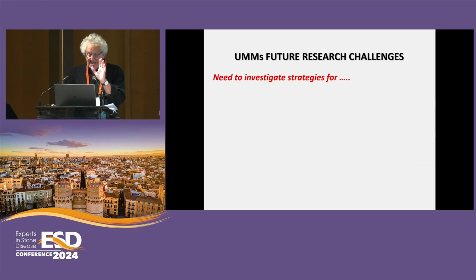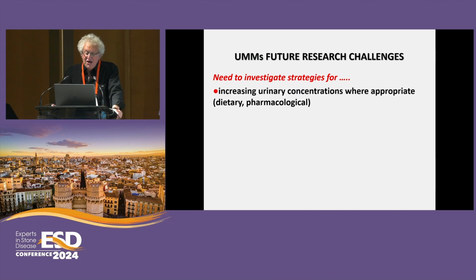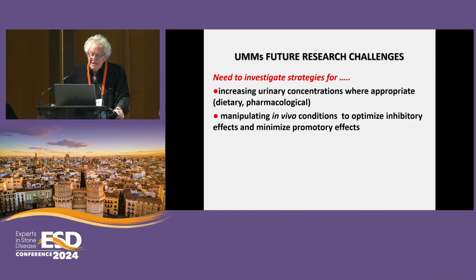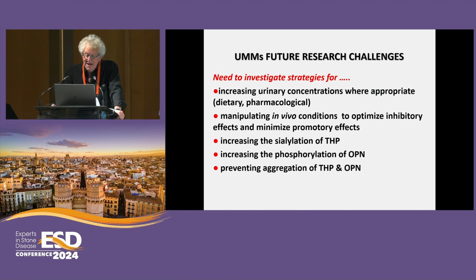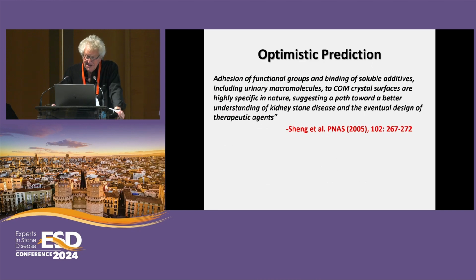And so we need to, as scientists, in conjunction with nephrologists and urologists, ask how do we increase the concentration of the good urinary macromolecules? How do we manipulate in vivo conditions to optimize inhibitory effects? How do we increase the sialylation of THP, the phosphorylation of OPN? How do you prevent aggregation of these? What about increasing intercrystalline concentrations?